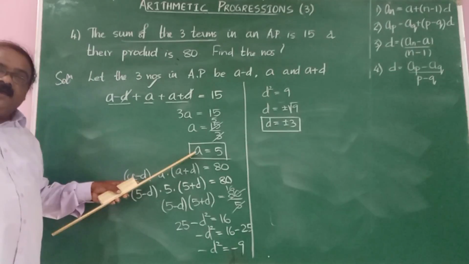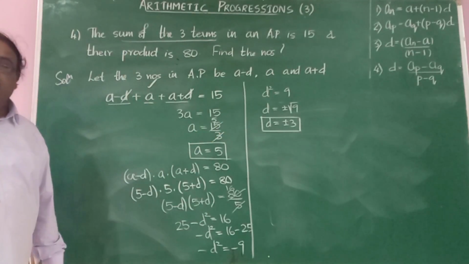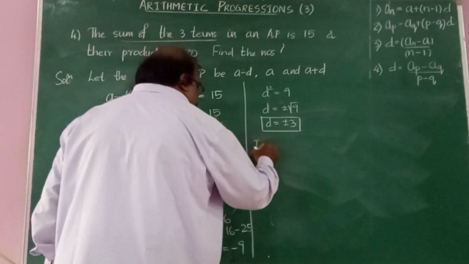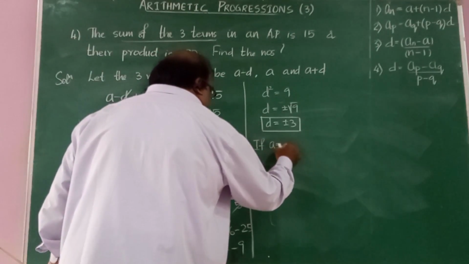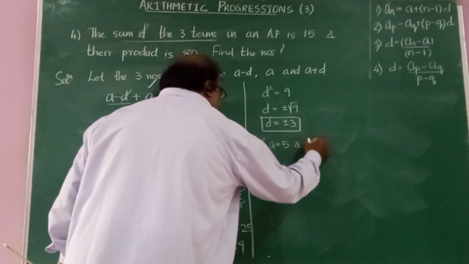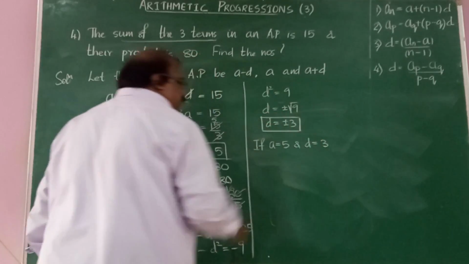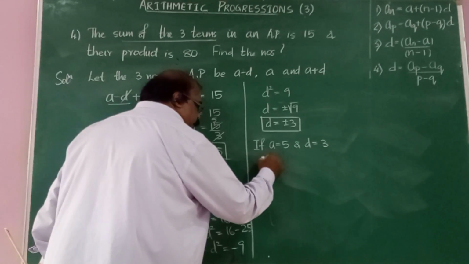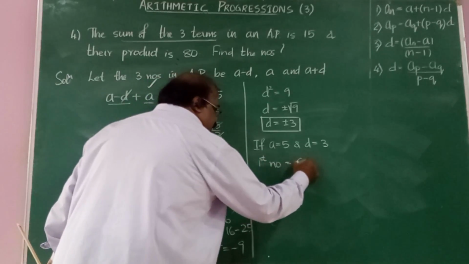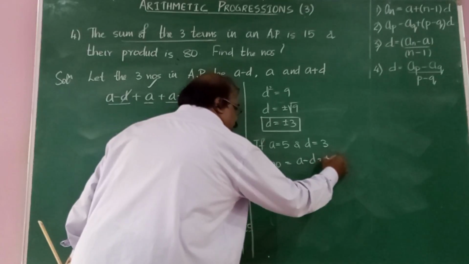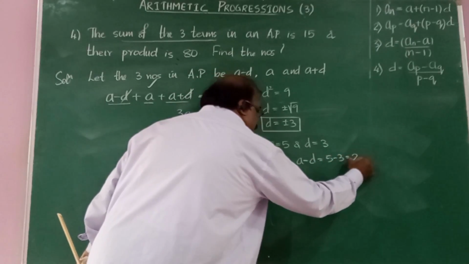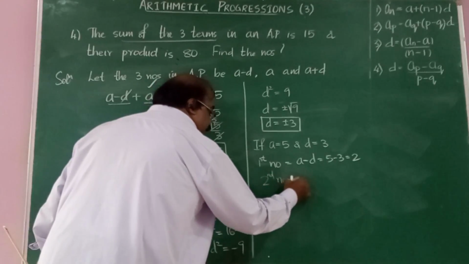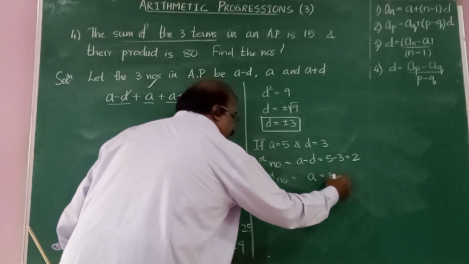So I know the value of a. I also know the value of d. Now this particular sum has two solution sets. The first one is if I assume a to be 5 and d to be plus 3, then my first number is a minus d, which is 5 minus 3, 2. What will be my second term? The second number will be a.